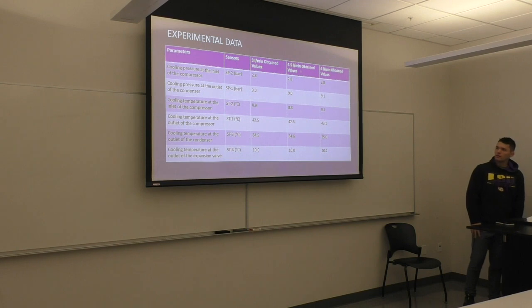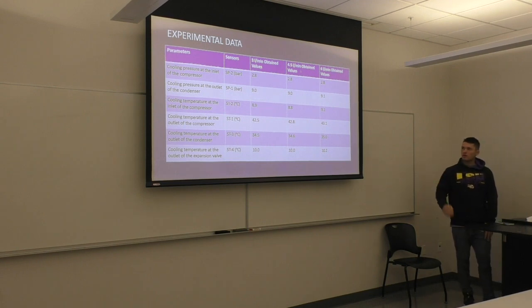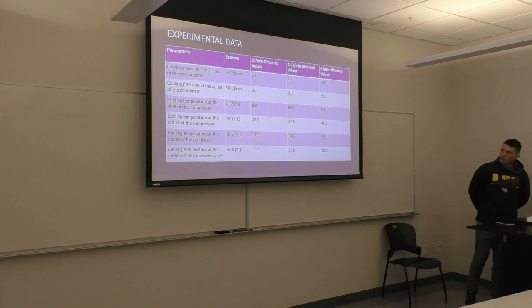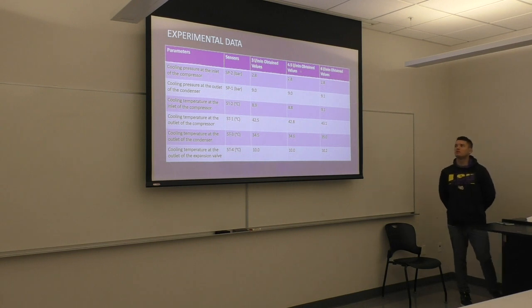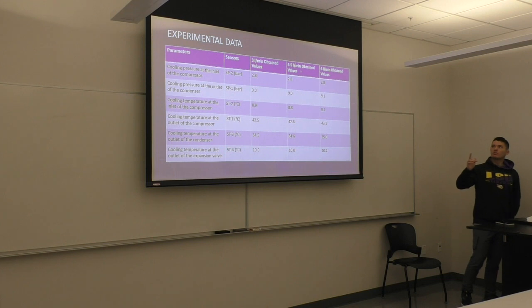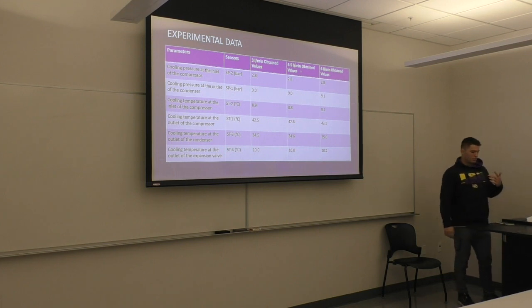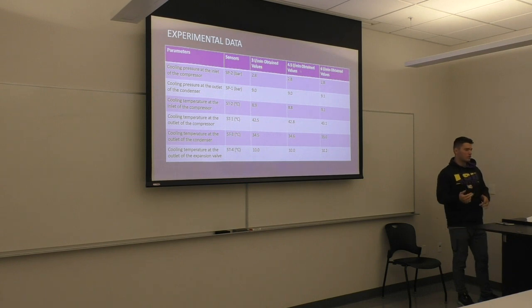Cooling temperature at the inlet of the compressor stays pretty constant as well, slightly increasing. Outlet of the compressor slightly increases. Outlet of the condenser slightly increases, and outlet of the expansion valve slightly increases. So as you can see, as the flow rate in liters per minute is increased, usually the temperature, pressure, and all these numbers increase with it.